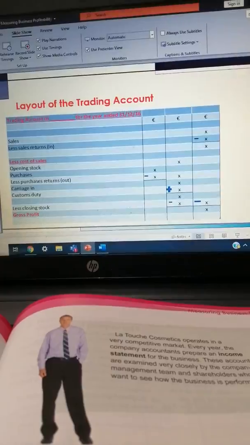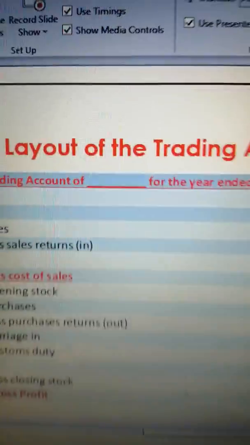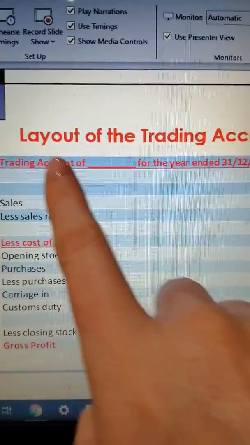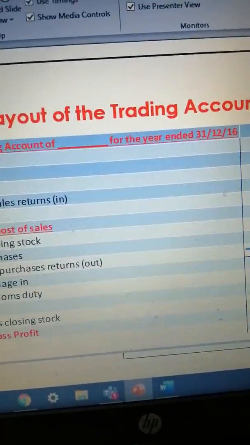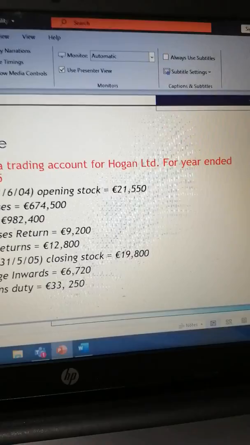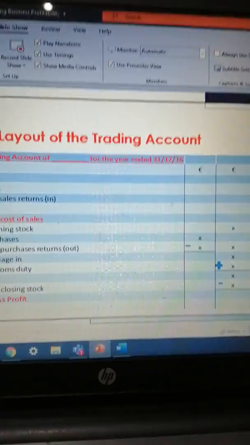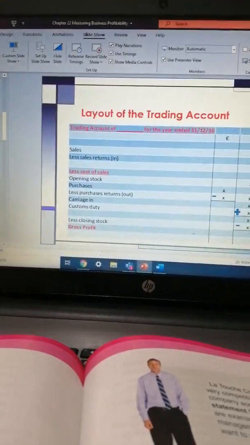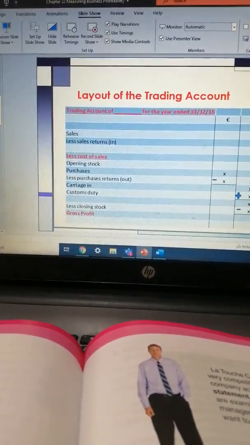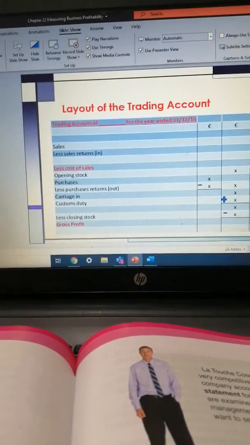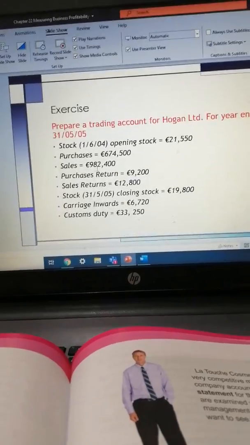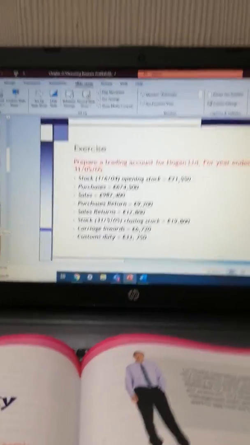The last thing I forgot to tell you is, at the top of the trading account it says trading account of, and in here goes the company. In the question I asked you to do, the company is Hogan Limited. So at the top here, Hogan Limited goes in, and you're filling in the accounts. That's really all I wanted you to do now, just do slides 1 to 10 and create this exercise. If you have any questions, just let me know.